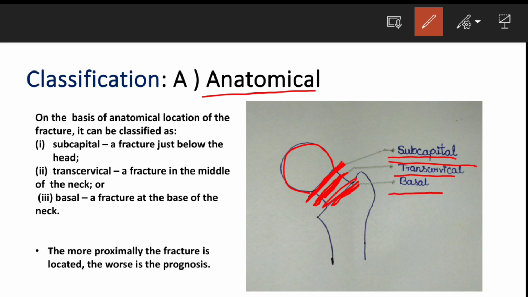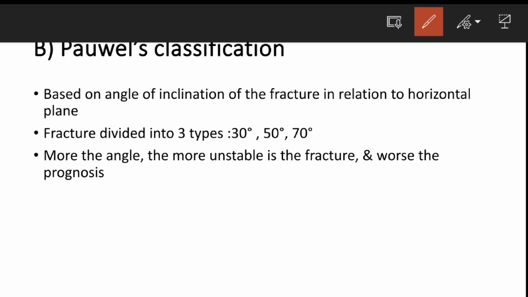One point which you need to remember over here is that the more proximally the fracture is located, the worse is the prognosis. So the fracture which is located more proximally, the worse will be its prognosis. Moving towards the next classification, which is called Pauwel's classification.